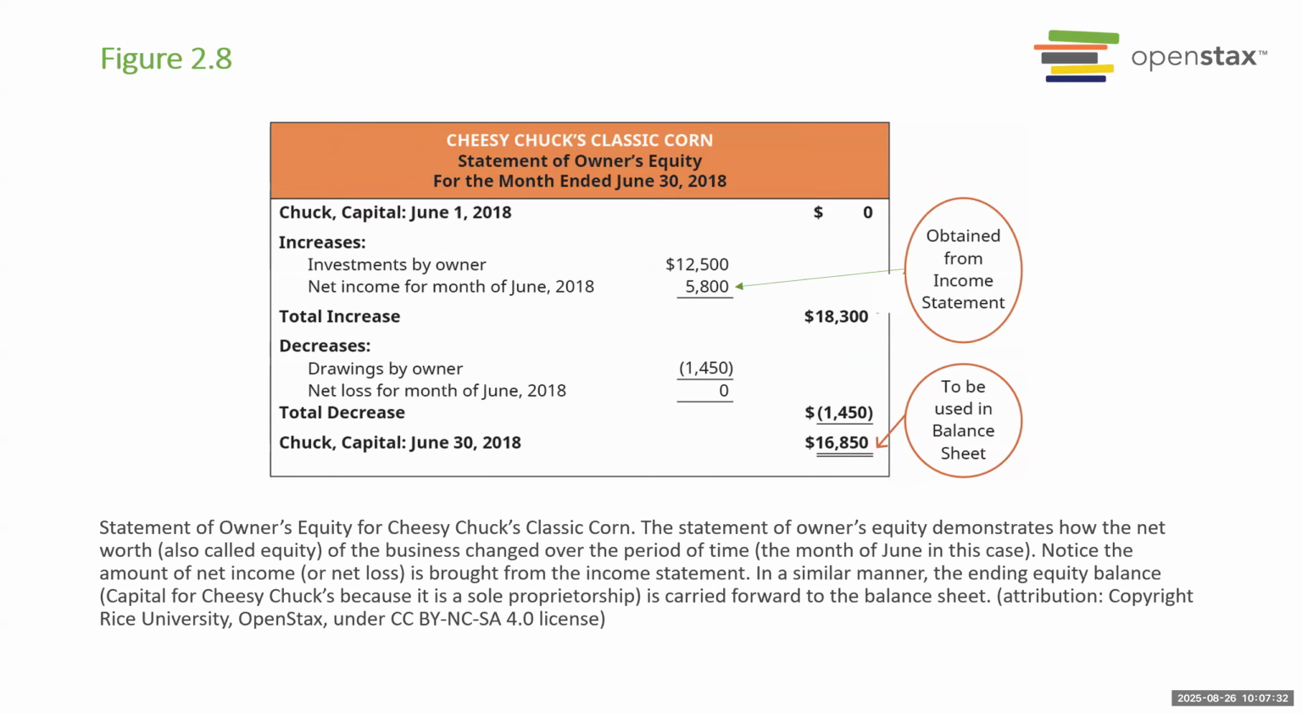Then we look at their statement of owner's equity. Their beginning capital is zero. Their investment by the owner was $12,500. Their net income was $5,800, so a total increase of $18,300. The owner took out, to pay themselves I assume, $1,450, which means their total capital as of June 30th, 2018 is $16,850. And this should tie to the balance sheet.